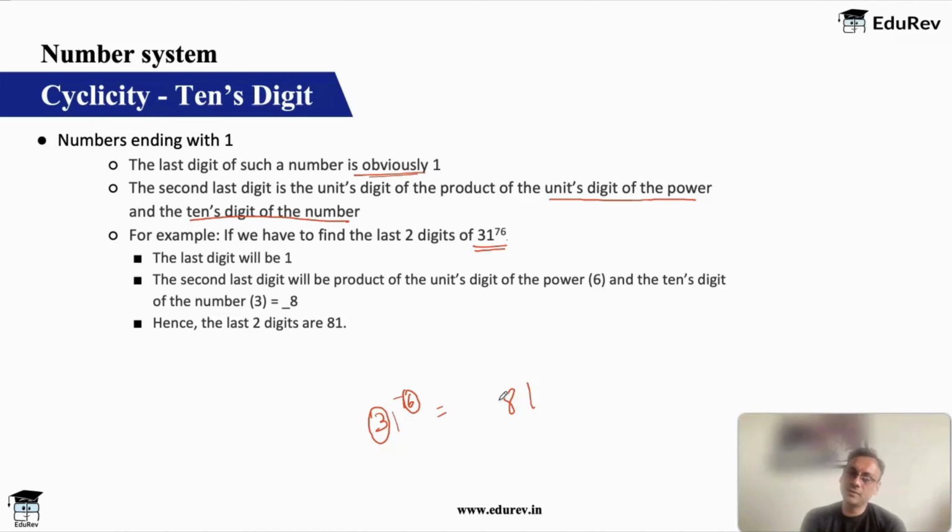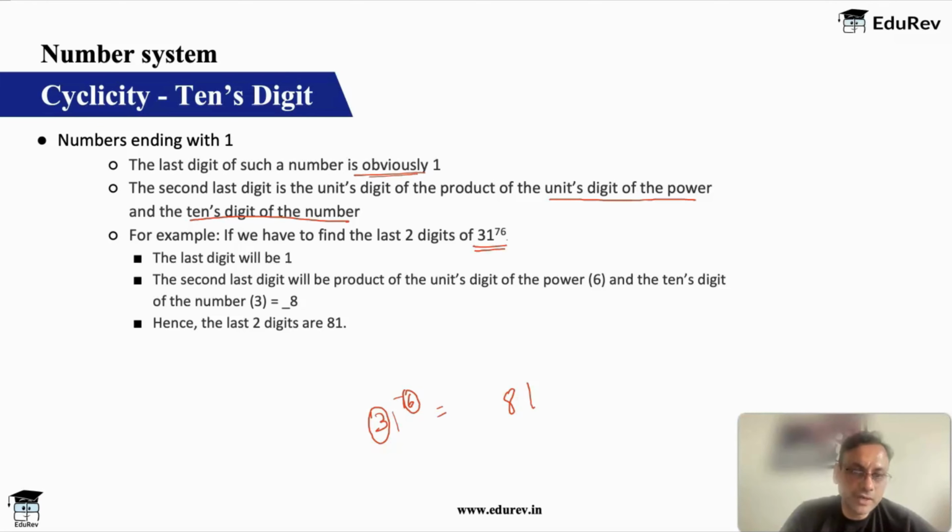For any number ending with 1, the last digit will obviously be 1, and the second last digit you'll get from multiplying the units digit of the power and the tens digit of the number. Whatever is the product, you take the units digit of that, that becomes your second digit, the tens digit. Fine. So this is 1.